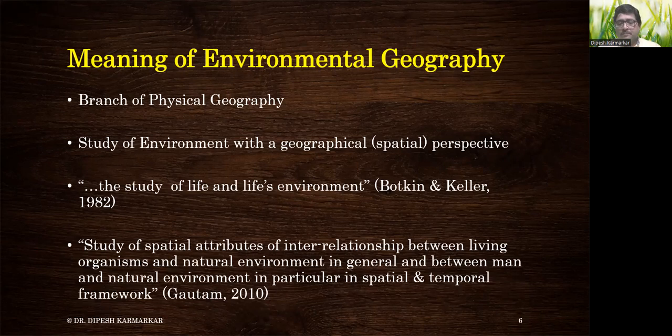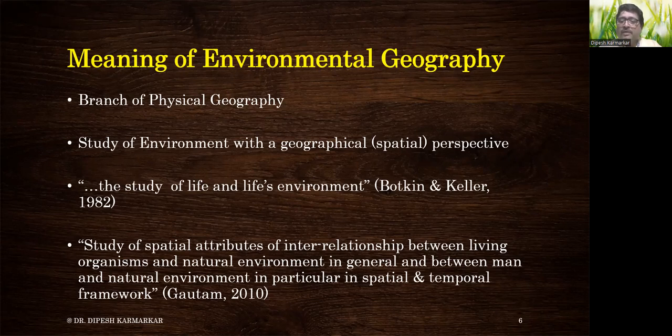In 2010, there is Alka Gautam's definition, from a basic text that we are following at UG level, Alka Gautam's book on environmental geography. In that book, she mentions this definition, and you will feel it is long, but it actually talks about the same things that we had talked about earlier. So if you want, you can break it into smaller sentences also. Let's see what she is talking about. Alka Gautam says that environmental geography is a study of spatial attributes. Spatial means geographical attributes, location, distribution, pattern based attributes of interrelationship between living organisms and natural environment, right?